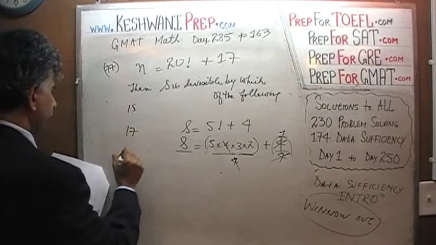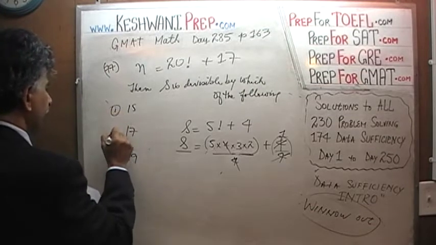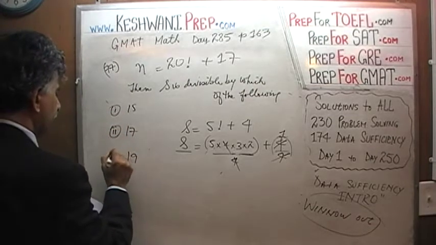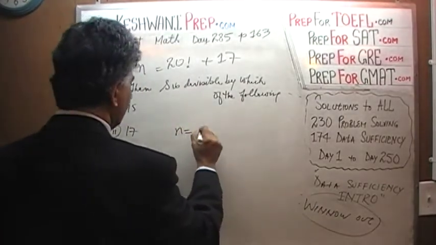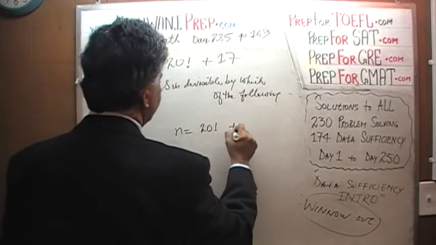And the answer choices that they give you are 15, 17, and 19. We have n, which is 20 factorial plus 17.